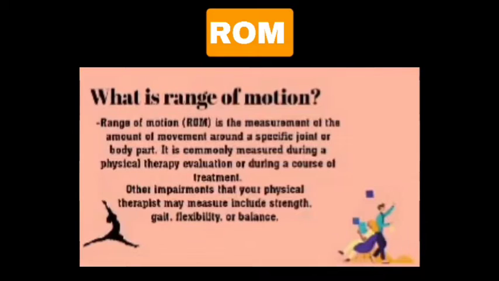Range of motion, or ROM, is the measurement of the amount of movement around a specific joint or body part. It is commonly measured during a physical therapy evaluation or during a course of treatment. Other impairments that your physical therapist may measure include strength, gait, flexibility, or balance.